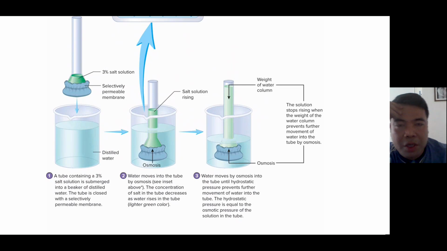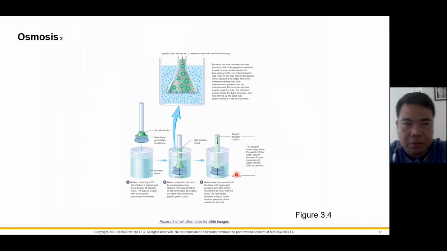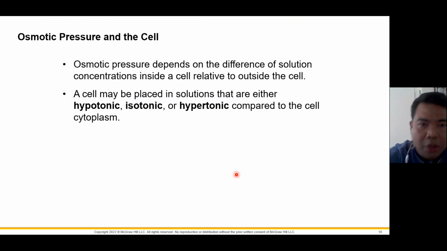Ulitin natin, when we say simple diffusion, which component of the solution diffuses? It's your solute. While in osmosis, which component of the solution diffuses? It's the solvent. Okay? But the direction of diffusion will always be from higher to lower concentration. So let us continue. So that is osmosis.